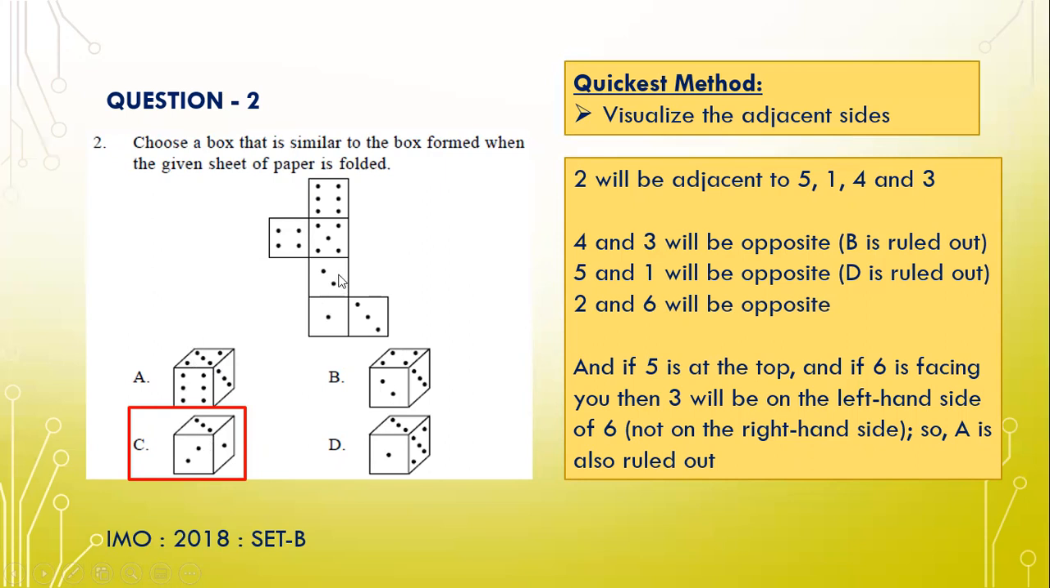C is the right option, where 2 is facing you and then 1 and 3 are at the top. So this is the right answer, which is easy to visualize. So 2 is facing you, 1 is on the right hand side, and 3 is obviously the top side.